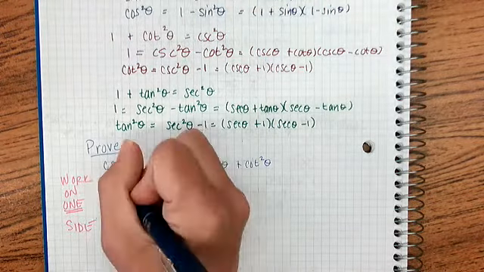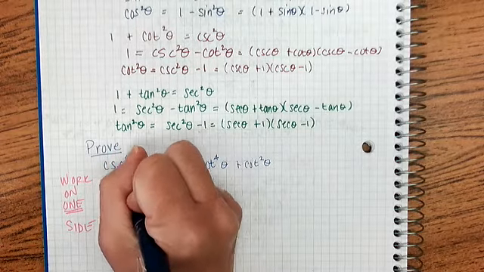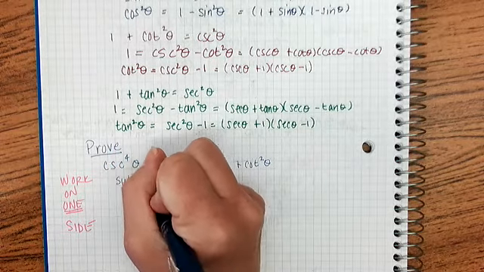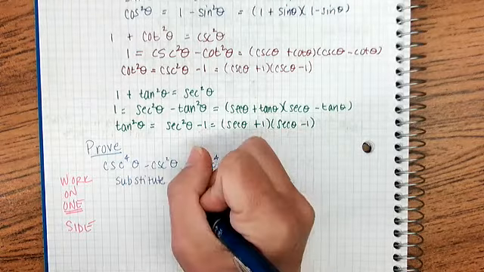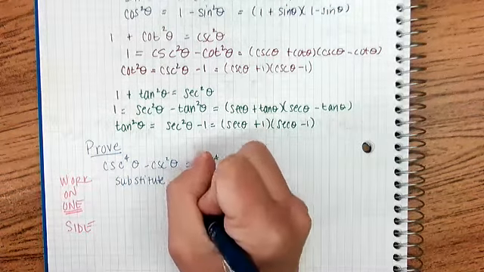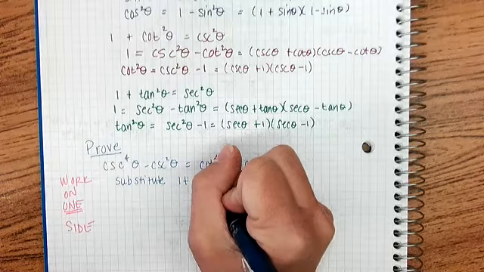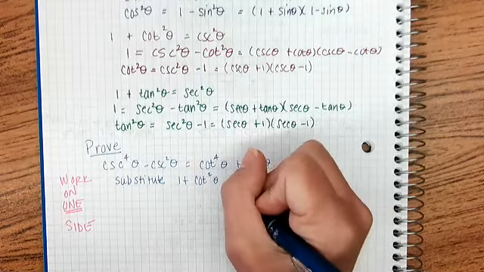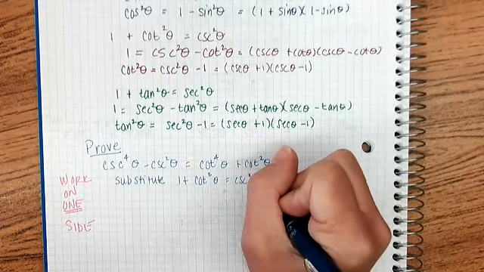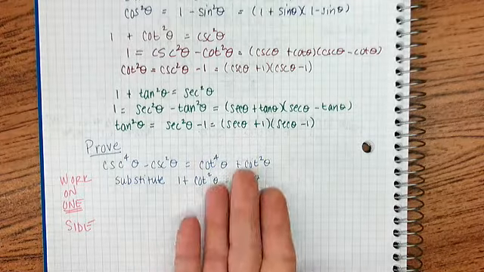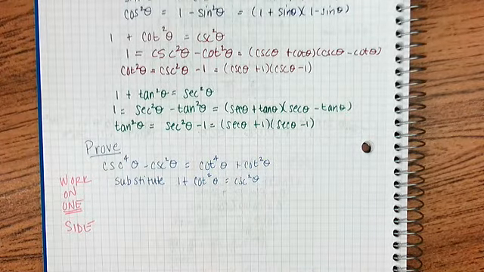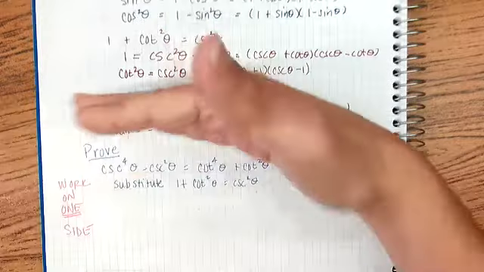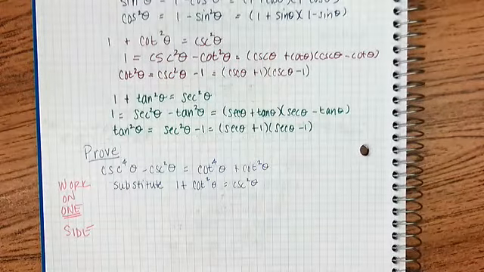So I could do a substitution of 1 plus cotangent squared is equal to cosecant squared. Now, you're not going to write these steps along the way. When you're doing the actual proof, you're just going to do, boom, boom, boom, boom. I'll show you what I mean.